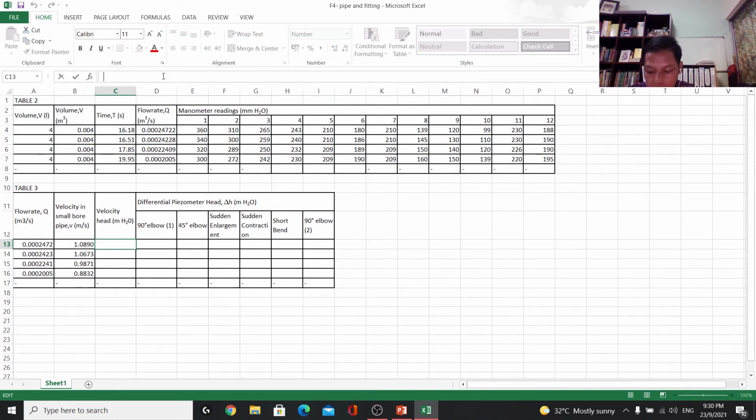Then that's all for velocity. This is the velocity head. So we equal the velocity first, squared, then we close up here, and divide by 2 times 9.81 here. So we got 0.604, and we put it here.